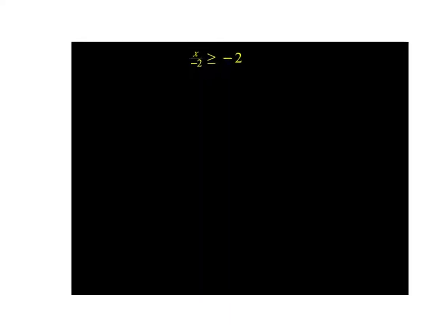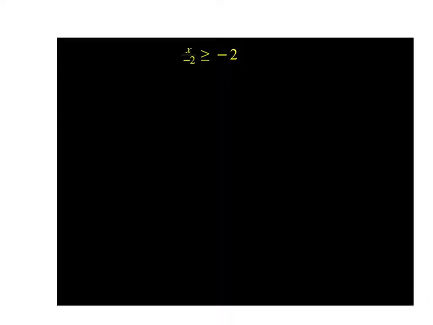Let's try another. x over negative 2 is greater than or equal to negative 2. I see that I'm going to need to multiply both sides by a negative 2 and a negative 2. I'm thinking about what we said in the last problem. If I multiply both sides by a negative, I'm going to flip, right? If what I'm doing on both sides involves a negative, like it does here, then negatives on both sides means I'm going to flip that sign. These cancel out. We're left with x is less than or equal to 4.